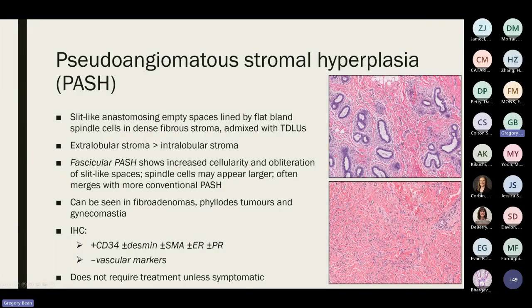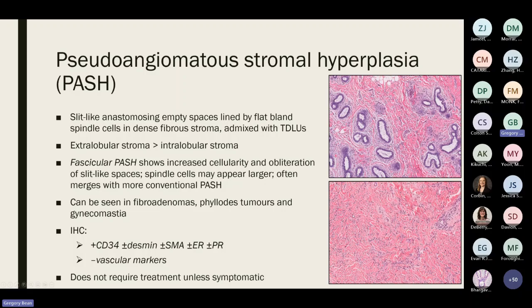Fascicular PASH is what we call PASH when we see increased cellularity, and sometimes the slit-like spaces can become obliterated, as shown in the bottom image, and sometimes the spindle cells may appear larger. You could look at them on high power and sort of wonder about them, but you can in general see the reassuring architecture and slit-like spaces of PASH. Even if you don't see the slit-like spaces, usually you can look around in the same specimen and find areas of conventional PASH that blends with the fascicular PASH, and it's sort of reassuring.